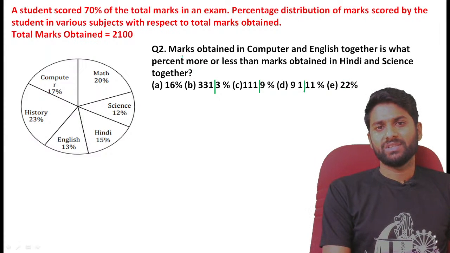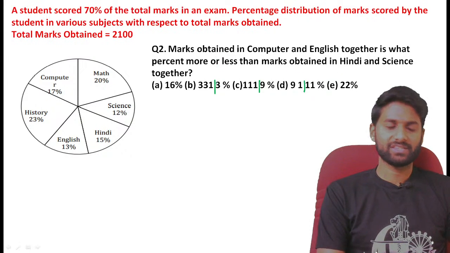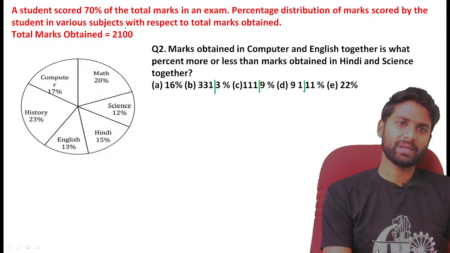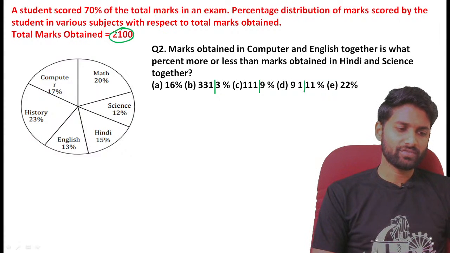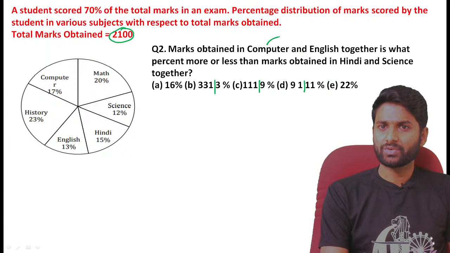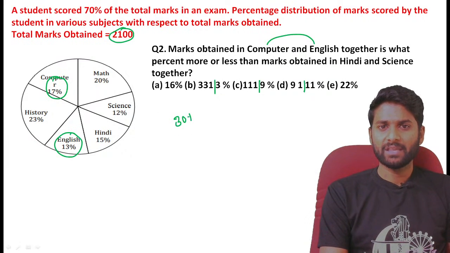Now question number 2, see that. Marks obtained by computer and English together is what percentage more or less than marks obtained by Hindi and science together? First important, guys, the total marks obtained by the student is exactly equal to 2100. So out of 2100, the marks are distributed in different subjects. Now, they are discussing together computer and English. Here computer percentage is exactly equal to 17. English is 13. So the percentage value becomes 30 percentage of 2100.